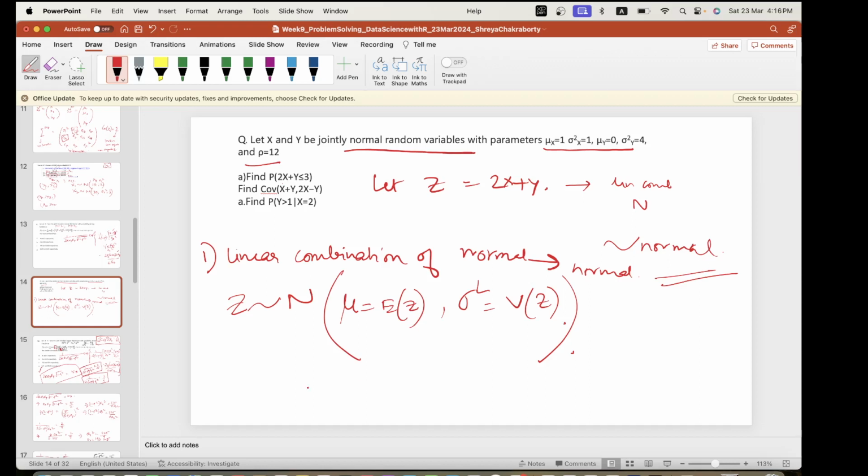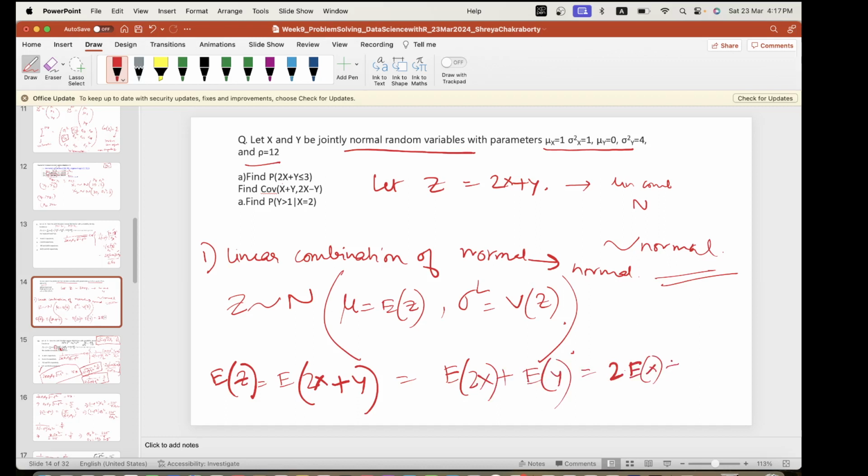Now expectation of z, what can we write this as? This is expectation of 2x plus y. So this would be expectation of 2x plus expectation of y. This we can write as 2 into expectation of x plus expectation of y. So this will be 2 into mu x plus mu y. Mu x is 1, mu y is 0. So this will be 2.